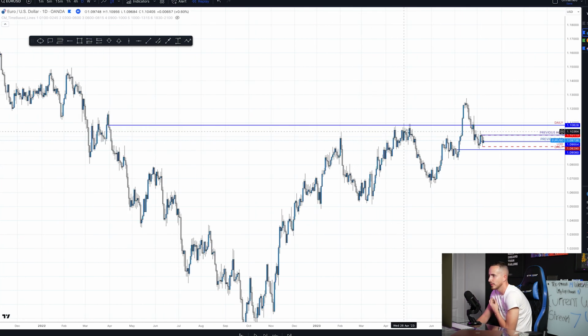So notice this daily supply right here. That's where price tapped, and that's where this bearish volume came in from. And then notice that price just pulled back into an area of demand to continue to move to the upside.